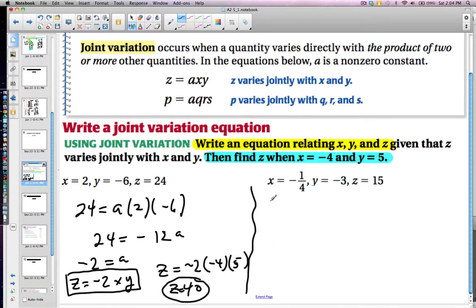One more example like that, I take z is equal to my constant of variation times x times y. So 15 would be equal to 3/4 times a. Multiply both sides by the inverse of 3/4.